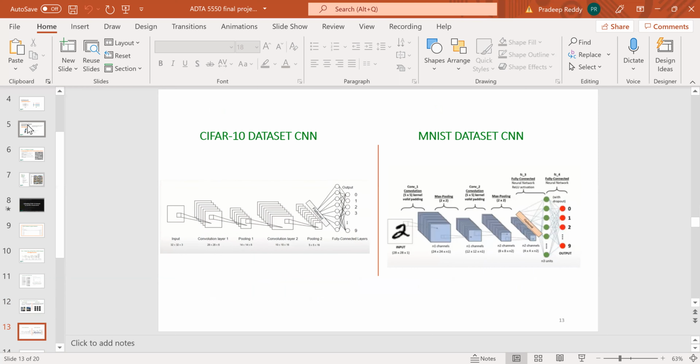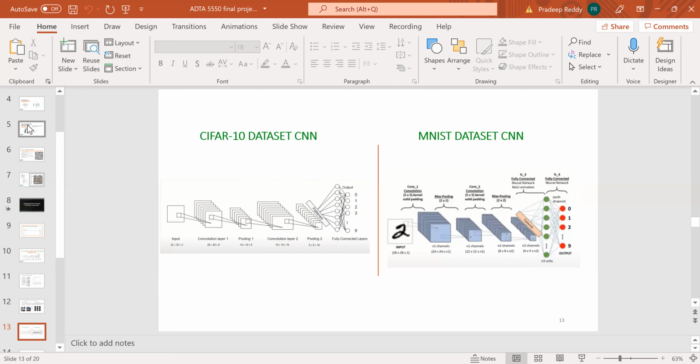So in this slide, I want to discuss the CNN model for the two datasets, CIFAR-10 and MNIST. The convolutional neural network structure for both models is similar, but the only difference is the size of the input image. For the CIFAR-10 dataset it is 32 by 32 by 3, which is bigger than the MNIST dataset input images, which are 28 by 28 by 1, a smaller image.